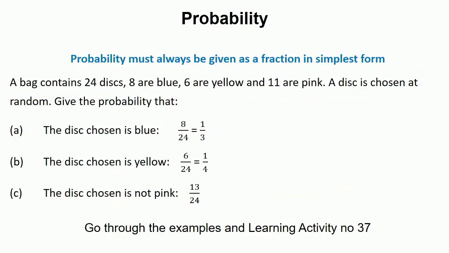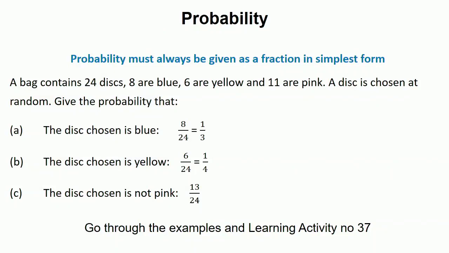Do we have a mistake there? 8 and 6 and 11 is 25. So there's 25 discs. You have to correct this also. Please make it 25 discs and just put the fraction there. The first disc is 8 of the 25 and 6 of the 25.